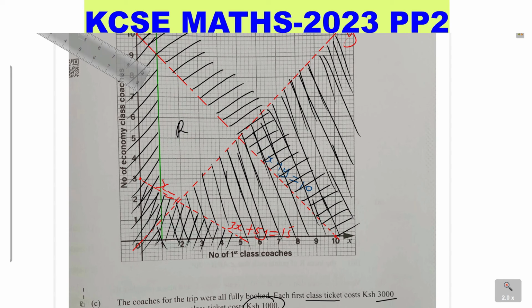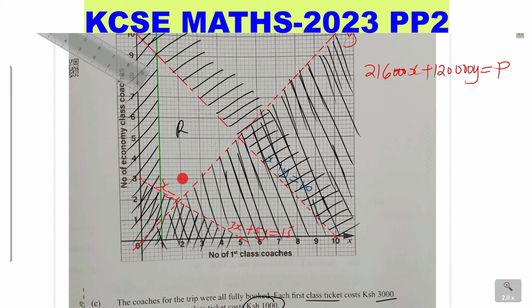And since the number of coaches, both for the first class and economy, can't be a fraction or decimals, they have to be whole numbers. You're going to use these corners here, must be whole numbers. So let us inspect. You're going to inspect everything. So let me write down the objective function here. So it is 216,000x plus 120,000y. So the first point I'm going to inspect is (2, 3).